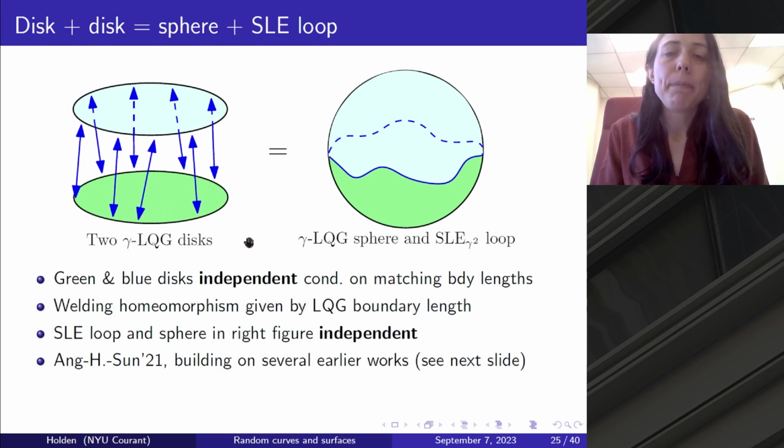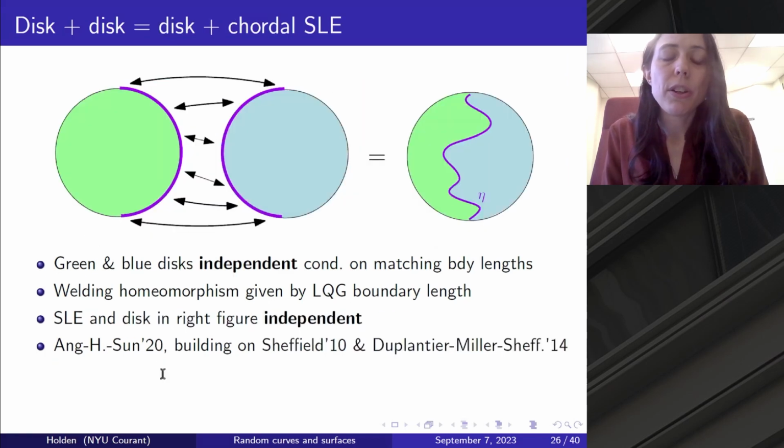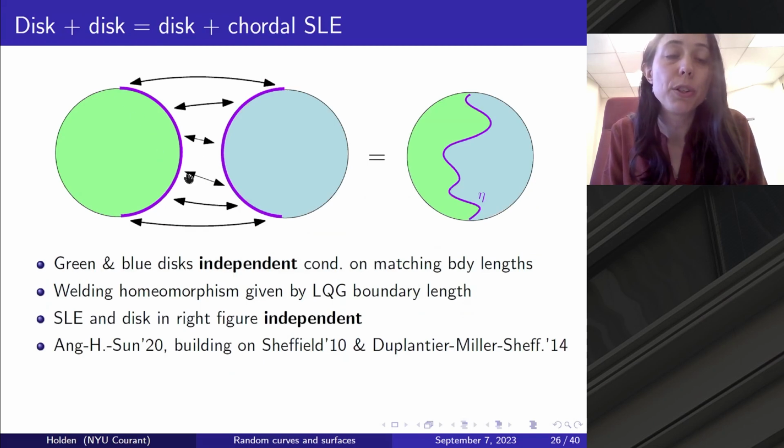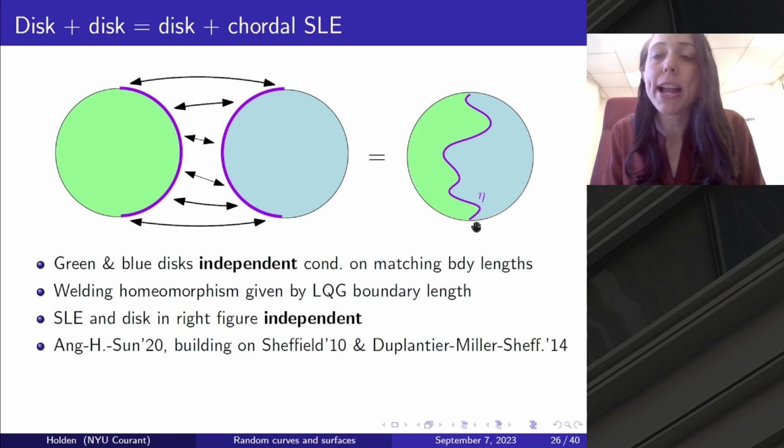Okay, so the proof of this result is building on the results stated on this slide. Here we also want to glue together two disks. But now we only want to glue together this purple boundary arc to this purple boundary arc. We are arguing again that this operation is well defined, and we argue that the resulting object is a third LQG disk decorated by an independent chordal SLE curve.